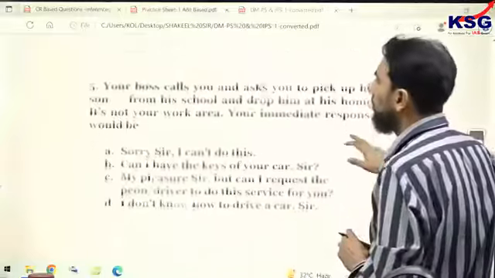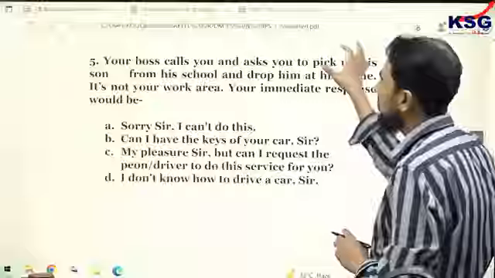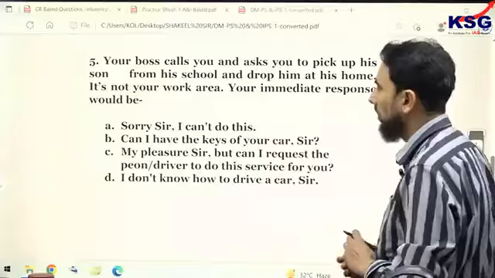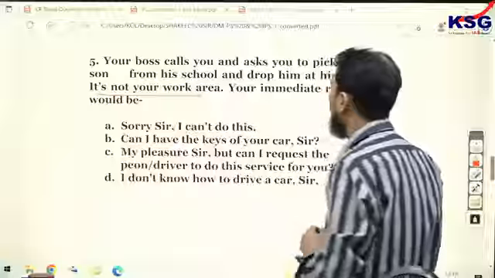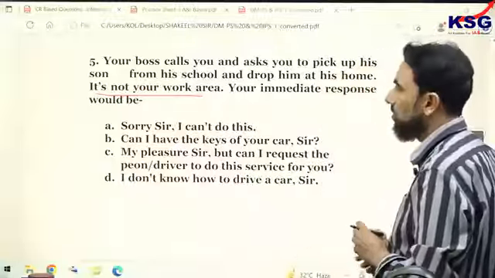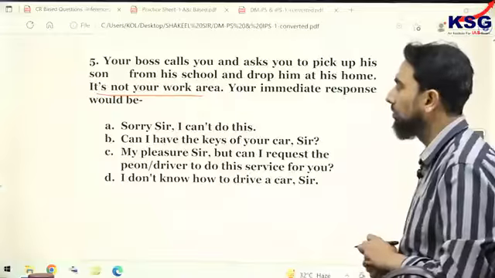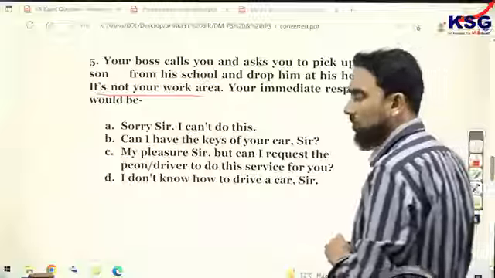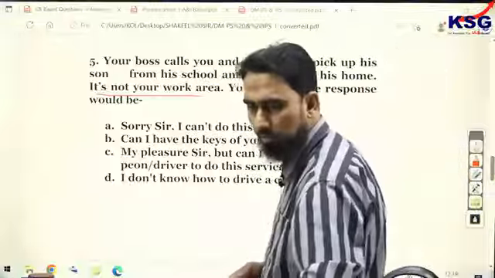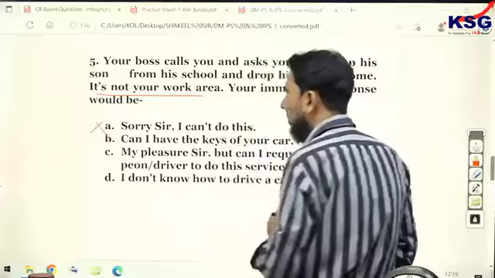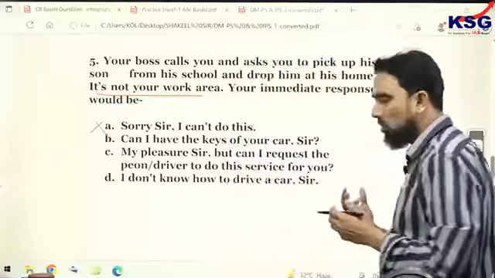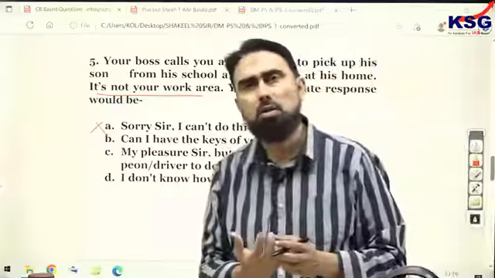Good. Passage number 5. This is a particular situation where communication is being evaluated, and it's not your work area. However, your boss calls you and asks you to pick up his son from his school and drop him at his home. So option A will be very rash, which says, sorry sir, I can't do this. Some people have chosen it. Sorry sir, I can't do this, without understanding why the boss is asking you.